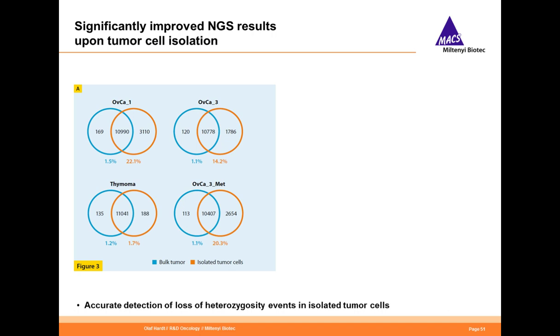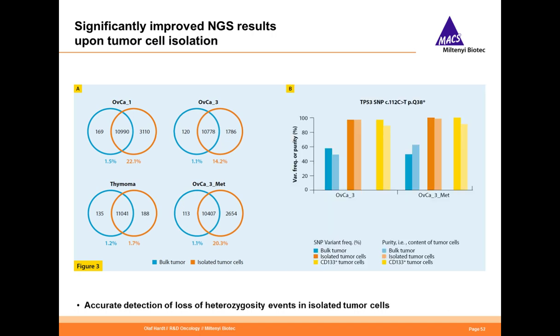And what you can see here is the loss of heterozygosity from 2 different ovarian carcinomas, one ovarian carcinoma metastasis and one tumor. And what you can see is that you have a much more accurate detection of the loss of heterozygosity events in the isolated tumor cells, because you do not have the contaminating DNA from all the non-tumor cells, such as the white blood cells and the fibroblasts and endothelial cells in the bulk tumor samples.